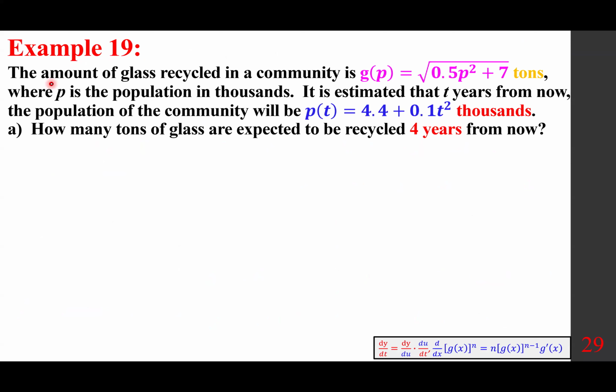The amount of glass recycled in a community is G of P equals 0.5 P squared plus 7 tons, where P is the population in thousands. It is estimated that T years from now, the population of the community will be P of T equals 4.4 plus 0.1 T squared thousands. How many tons of glass are expected to be recycled 4 years from now?